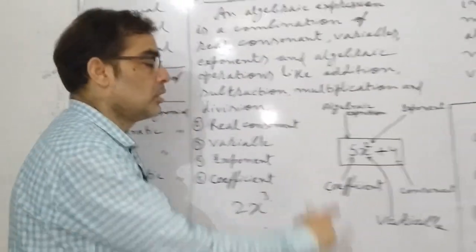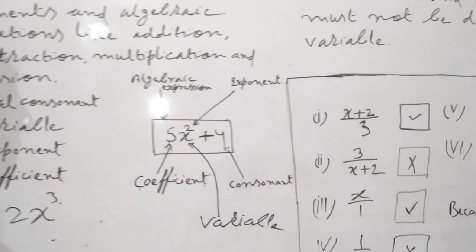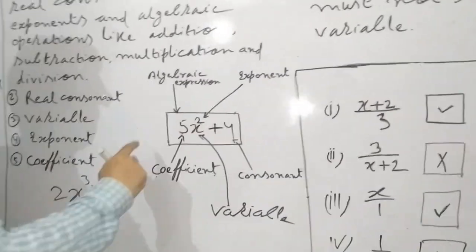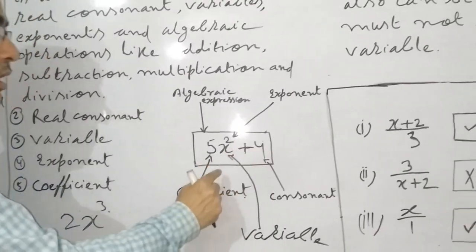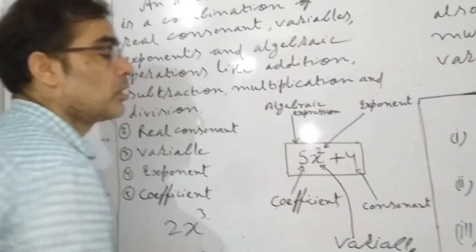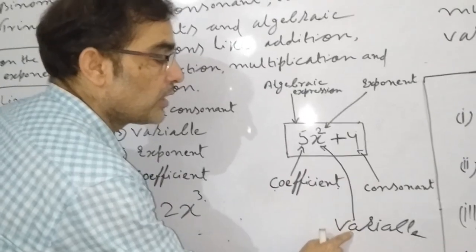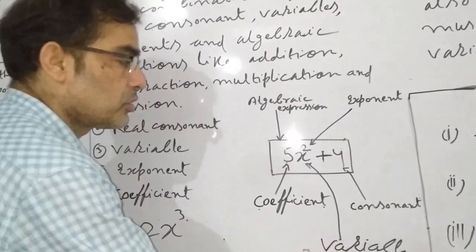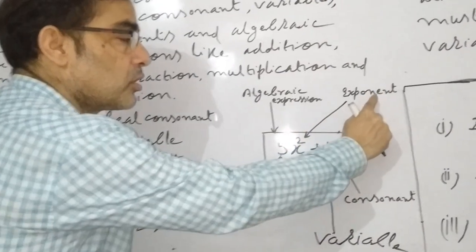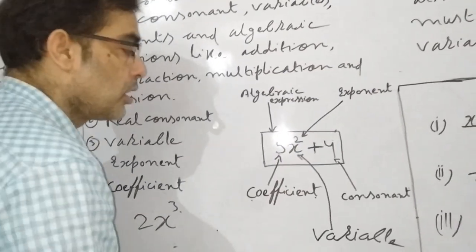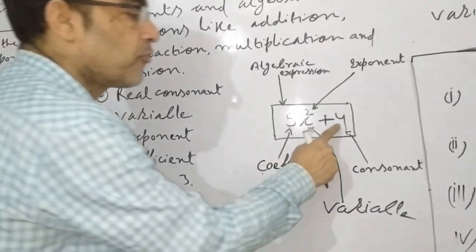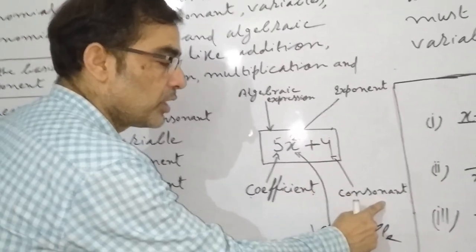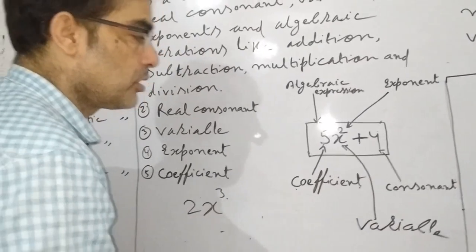And now in detail again I shall make you understand everything. Here is an example of an algebraic expression: 5x square plus 4. Here in 5x square plus 4, x is variable. You have already known about it. 2 is the exponent, also called power or degree. 5, which is attached to variable x, will be called the coefficient, and 4 is the constant. A constant can't be changed.